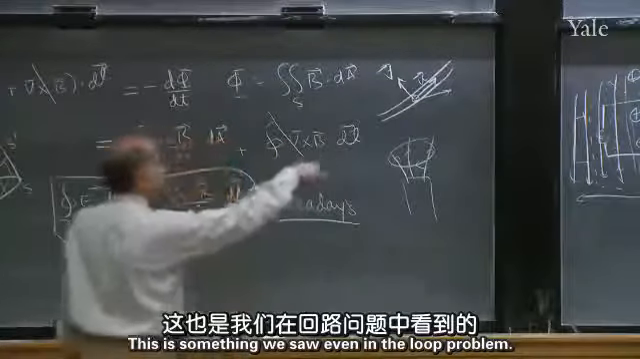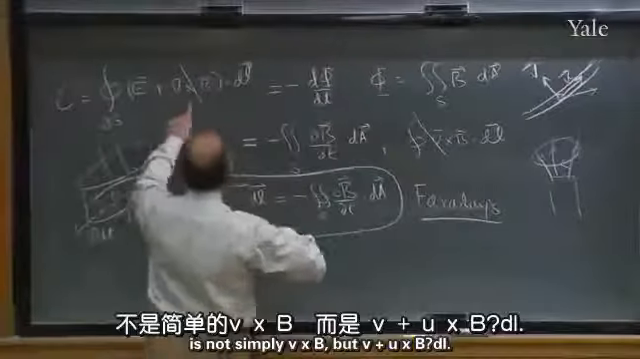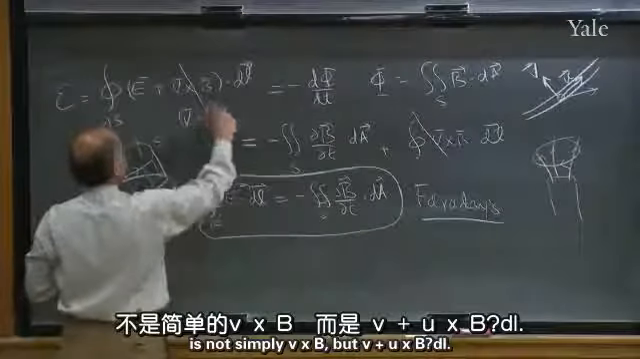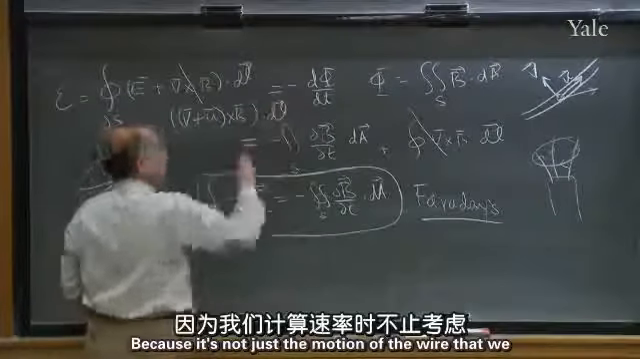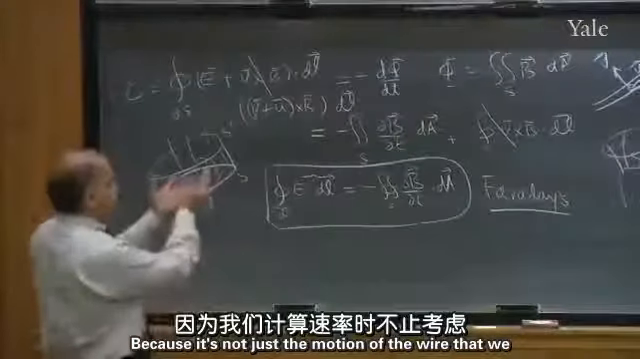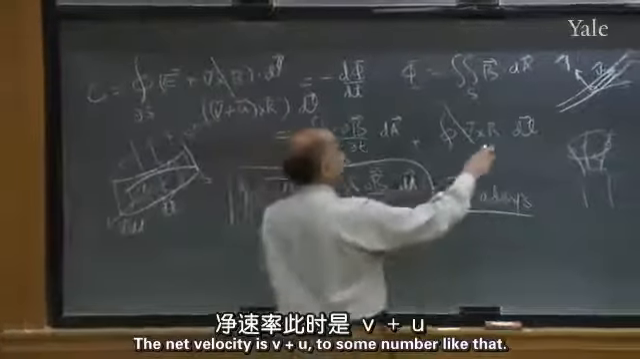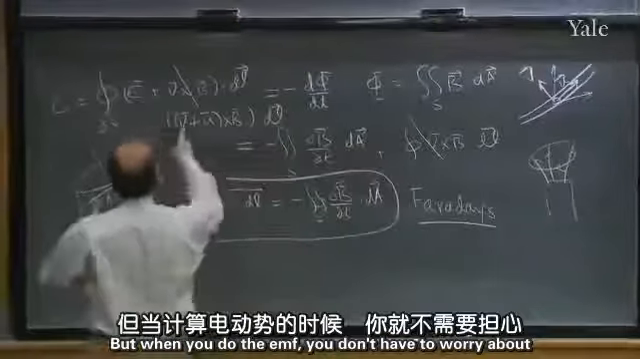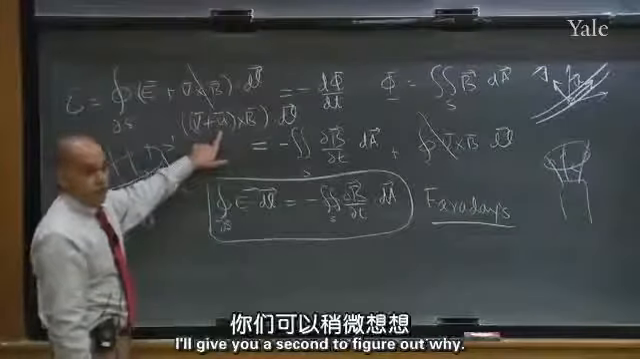This is something we saw even in the loop problem. So the real force on a charge in the wire is not simply v cross B, but (v plus u) cross B dot dl. Because it's not just the motion of the wire that we take for the velocity. Because charges are moving in the wire, the net velocity is v plus u. But when you do the EMF, you don't have to worry about this part of the velocity along the wire.